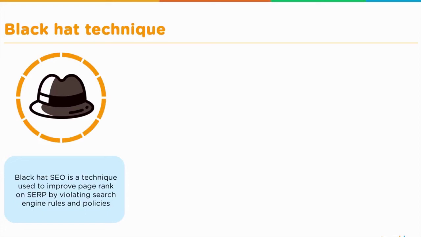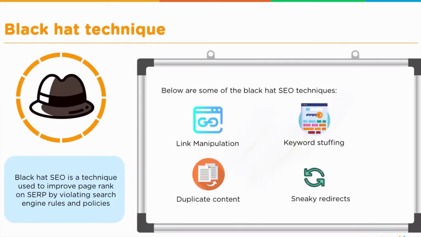So black hat is a technique used to improve page rank by violating search engine rules and policies. Google's made a clear line in the sand. They don't like link schemes. They don't like keyword stuffing. If you take into account these practices, then you're practicing black hat techniques to cheat the system and try to rank faster. Some other ways of black hat are redirecting, phishing, having duplicate content. All these are things that are frowned upon by search engines.